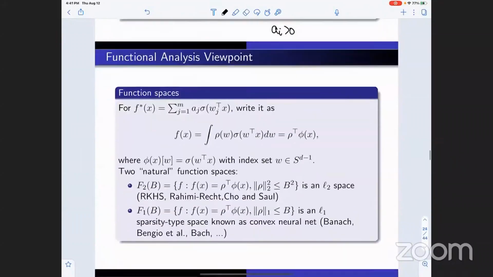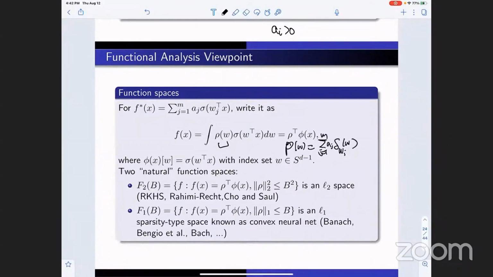And now let's turn to a functional analysis viewpoint. This is very related to what Andrea discussed in his talk using Lp norms. Let's look at two function spaces that are quote unquote natural in the two-layer teacher net problem. You can define f star of x again as a teacher network, and we will write it as an integral with respect to a measure rho. And this rho will be just delta functions, so delta at w_j with a_j outside, in this case.